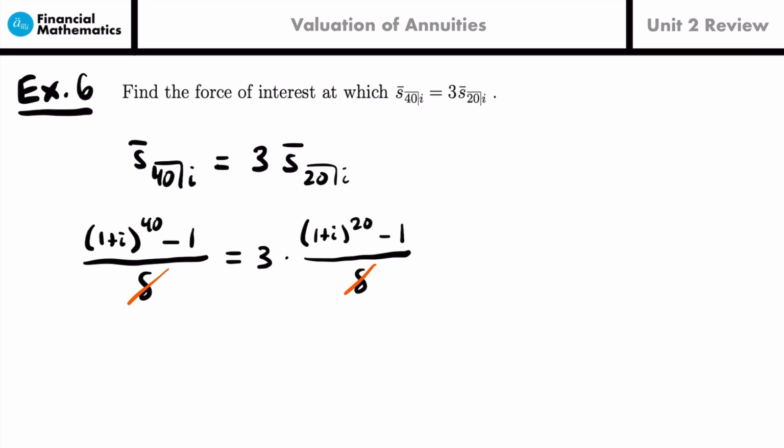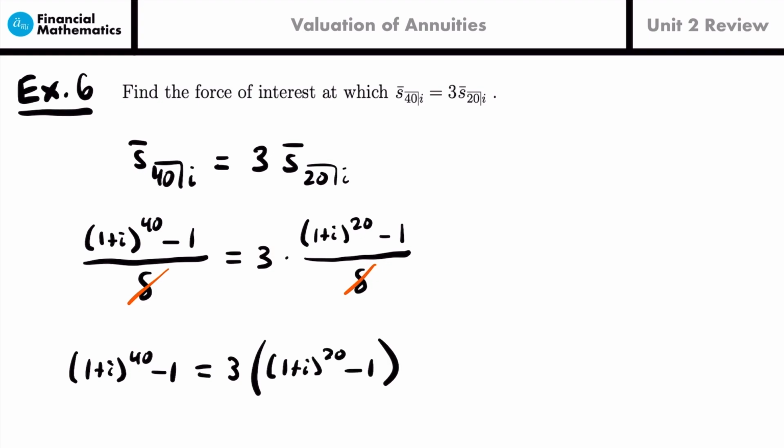So now, here's what we have. We have 1 plus I to the power of 40 minus 1 is equal to 3 times 1 plus I to the power of 20 minus 1. Okay, and now at this point, what are we going to do? Where do we go from here?